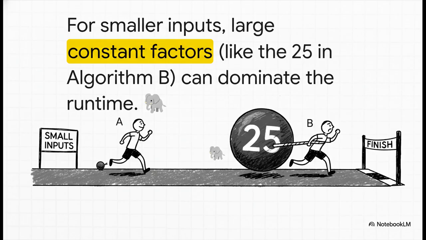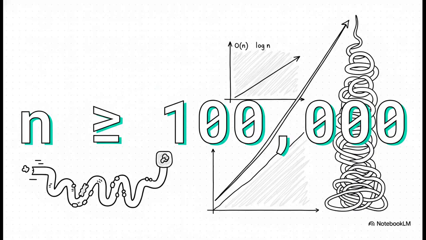Because of that huge constant factor of 25, when you're working with smaller amounts of data, algorithm A, the one with the worst big O, is actually faster. That constant totally dominates the equation when n is small. In fact, for these two, it's not until your input size hits 100,000 items that the faster growth rate of O(n log n) finally catches up and algorithm B pulls ahead.